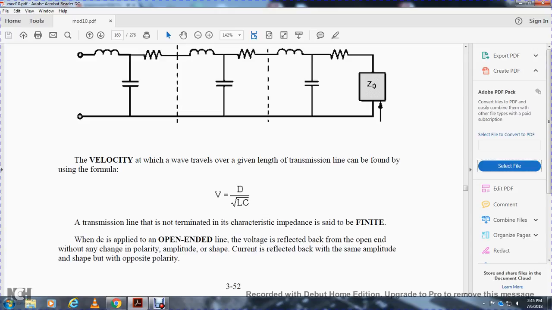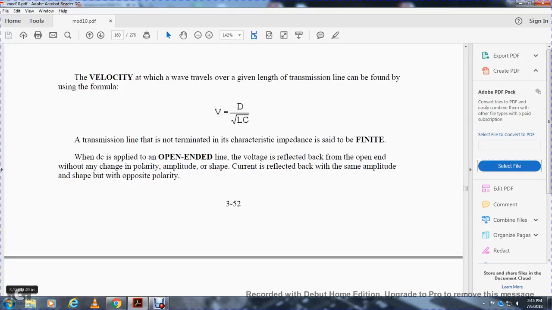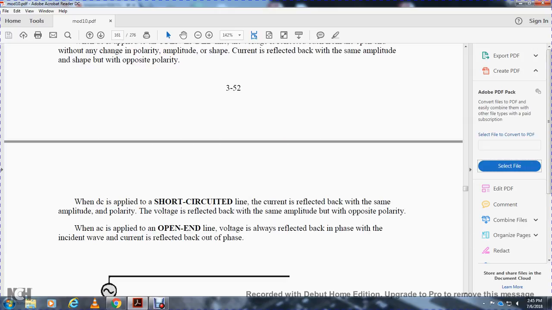When DC is applied to an open-ended line, the voltage is reflected back from the open end without any change of polarity, amplitude, or shape. The current is reflected with the same amplitude and shape, but the opposite polarity. When DC is applied to a short-circuited line, the current is reflected back with the same amplitude and polarity. The voltage is reflected back with the same amplitude but the opposite polarity.